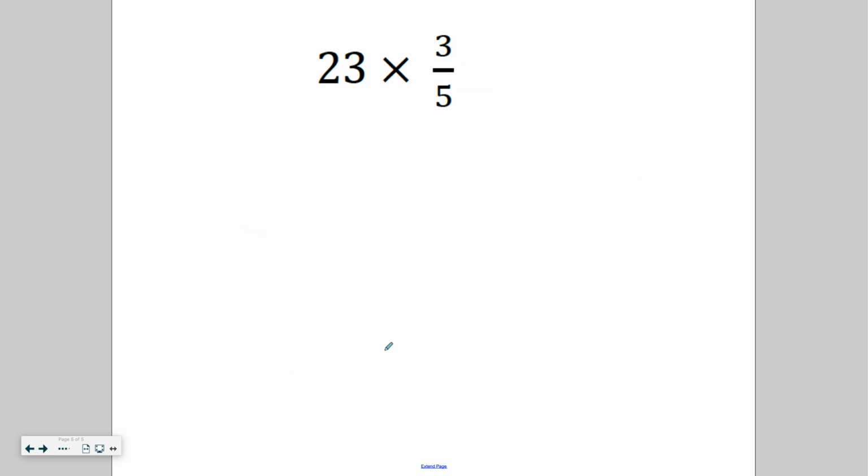So pause again, try this last one. Please pause now and then press play when you're ready to check your work.